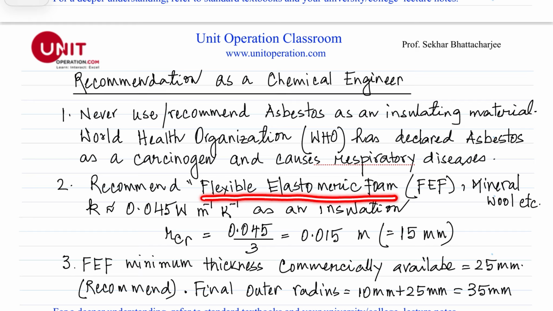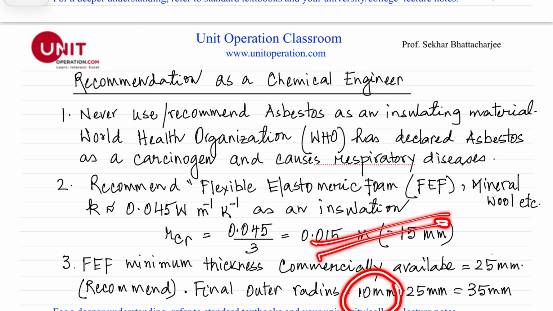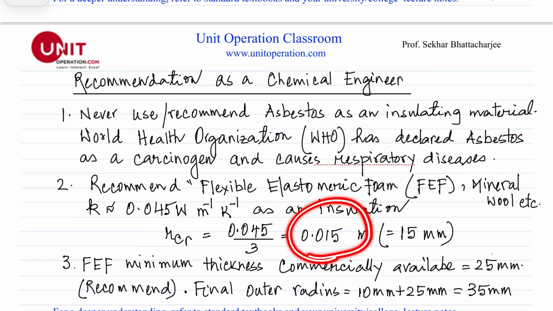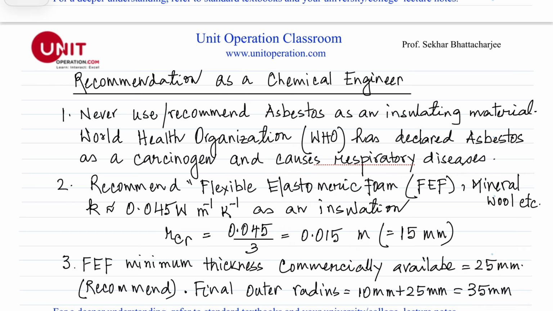We can use flexible elastomeric foam, which is very easily available in the market, or mineral wool, etc. This is the approximate value of k. So if we do the critical radius value, that becomes approximately 15 mm. But the minimum thickness commercially available is 25 mm. So for this particular tube in this problem, the actual tube outer radius is 10 mm, and you can add this insulation, so that becomes 35 mm. So the critical radius is 15 mm. This value is much higher than that value. So if we keep on adding insulation, that will keep on reducing the heat loss.